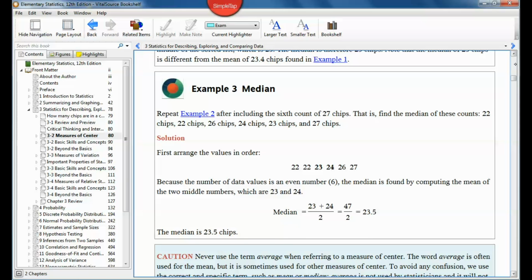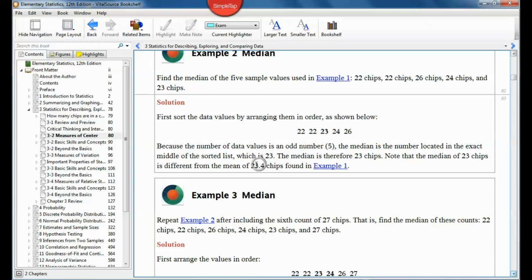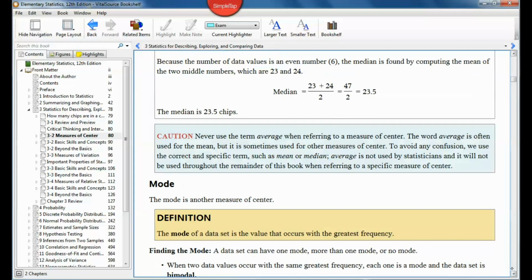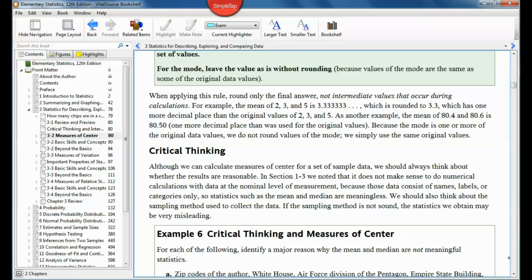And the same thing with the mean. When we went over the mean, we got 23.4, so no decimal, add 1 decimal place. If your set of data has 1 decimal, then add another decimal. That's for the mean, the median, and the mid-range. For the mode, we want to leave it the same as the original data set. So no rounding, just take that item.